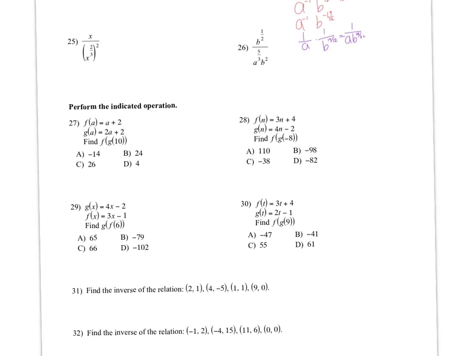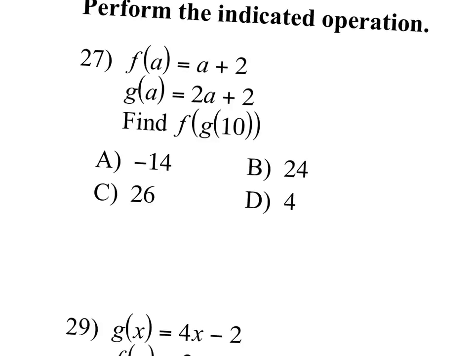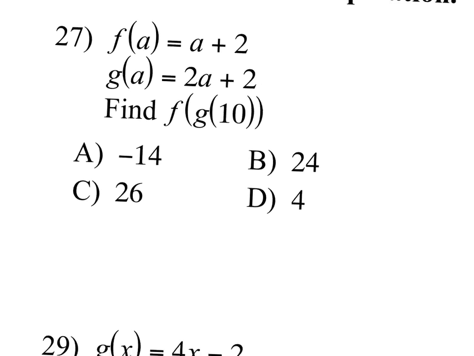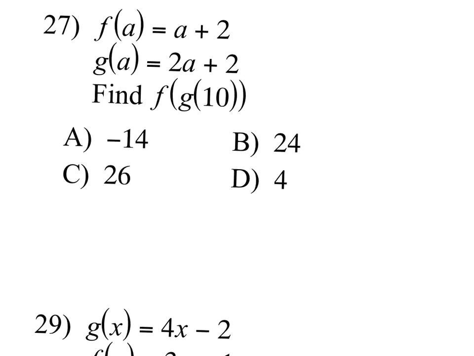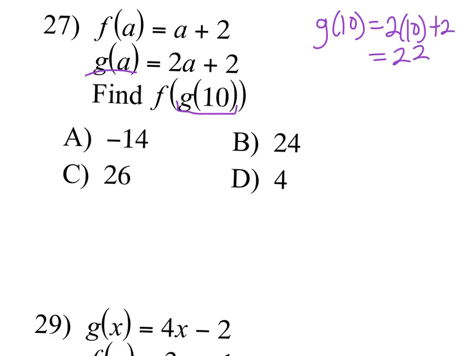Ooh, we got to perform some indicated operations. That sounds like some function problems. Taking a look at number 27, that's exactly what's going on here. Okay, here we're trying to find f of g of 10. This means I'm going to plug in 10 to the function g, and then whatever I get, I'm going to use in my function f. First thing I'm going to do is to find g of 10. G of 10 means I'm plugging in 10 to the function g. So 2 times 10 plus 2, which is 22.